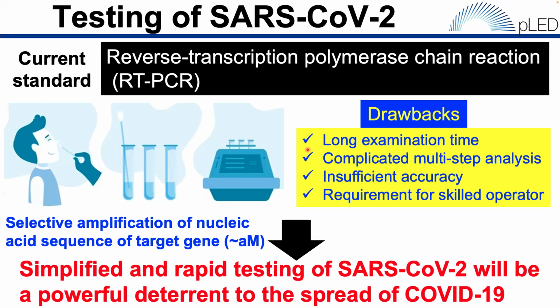The current standard for testing of SARS-CoV-2 is PCR. PCR benefits from selective amplification of nucleic acid sequence of target gene. However, it has the drawback of long examination time, complicated multi-step analysis, insufficient accuracy, and requirement for skilled operator. If the testing of SARS-CoV-2 is largely simplified and shortened, it will be a powerful deterrent to the spread of COVID-19.